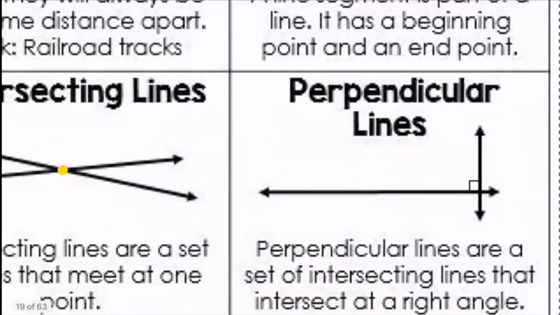And the last one is perpendicular lines. Perpendicular lines form a right angle. So they are a special type of intersecting lines because they still meet at a certain point over here. But the difference between this intersecting line and this one is that perpendicular lines make right angles. They're all right angles. They're all 90 degrees.